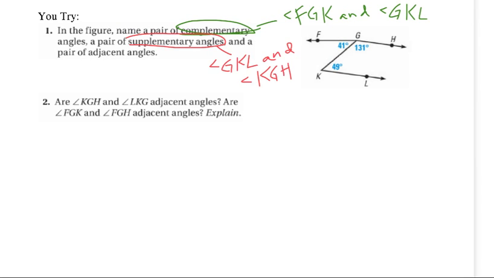For number 2, where it says that our KGH, so this is 131 degrees, and LKG adjacent angles. And that would be a no, because they do not share a vertex and a side. They only share a side in common. So they don't share the vertex, which needs to be that middle letter.